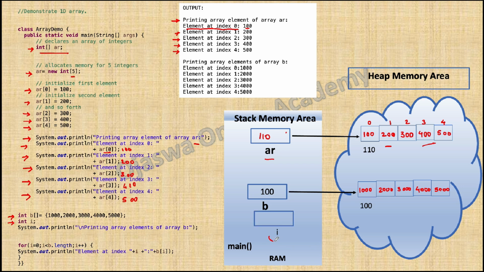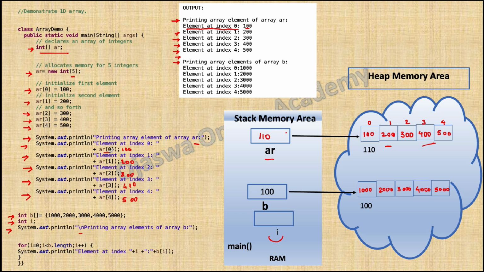Next we are defining int variable I. So memory will be reserved for variable I inside the stack memory area. Next is System.out.println, new line, printing array elements of array B. A new line is added because we have given \n, and the statement is printed.